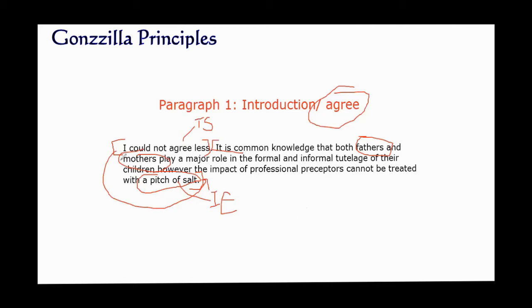If you look at it carefully, my first sentence here, I could not agree less, was a simple sentence, but my second sentence came in very complex. So I advise students, don't write a particular type of sentence all through. If you're starting off with a simple, make sure you don't end with a simple. If you start with a complex, make sure you don't end with a complex. So you create a variety, because the more variety you have, the better.